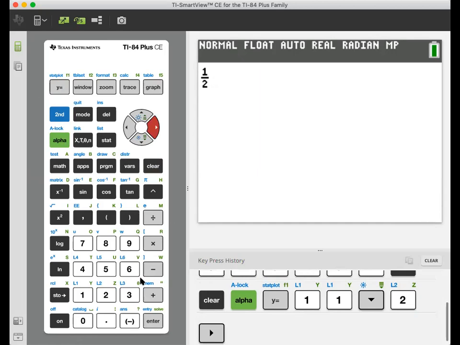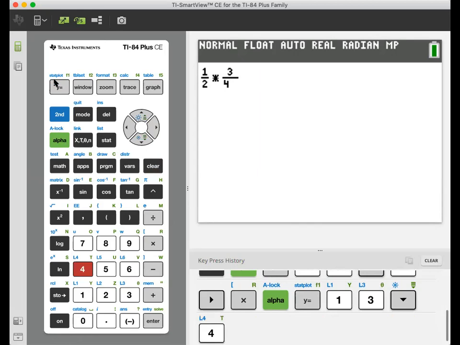And this is where I'm going to continue. I'm going to multiply 1/2, so I'm going to hit the times button, by the fraction 3/4. So I'm going to have to get another fraction. So alpha y equals number 1. And then I'm going to type in 3, arrow down to the bottom 4. And then I always just click out of it.